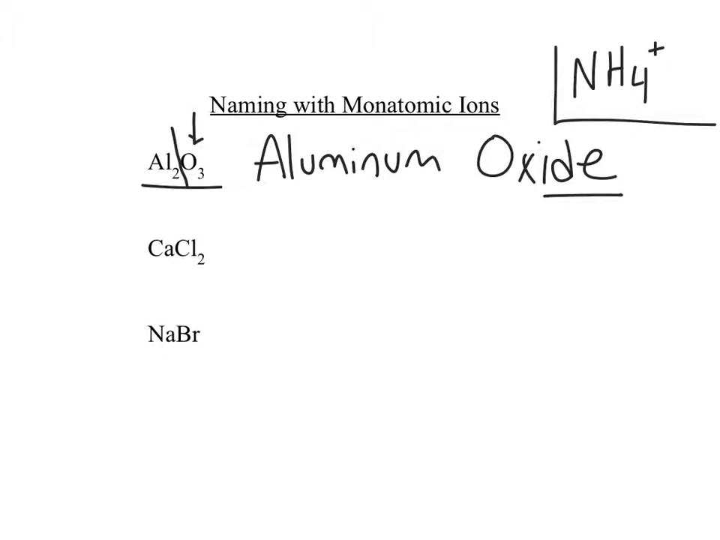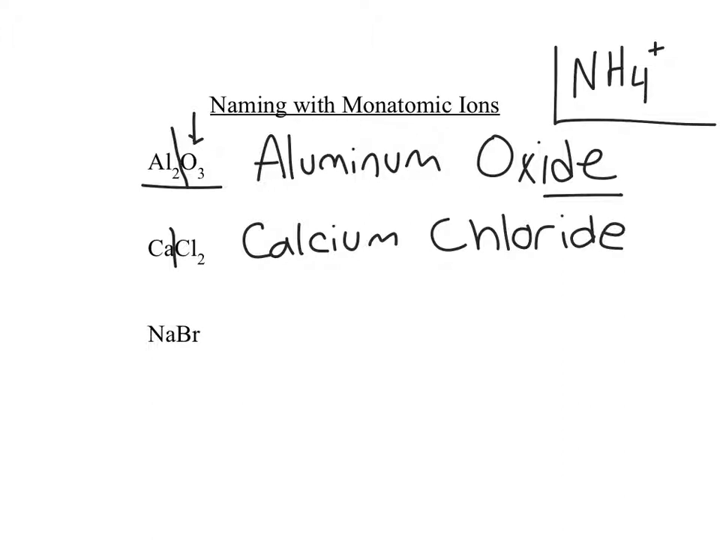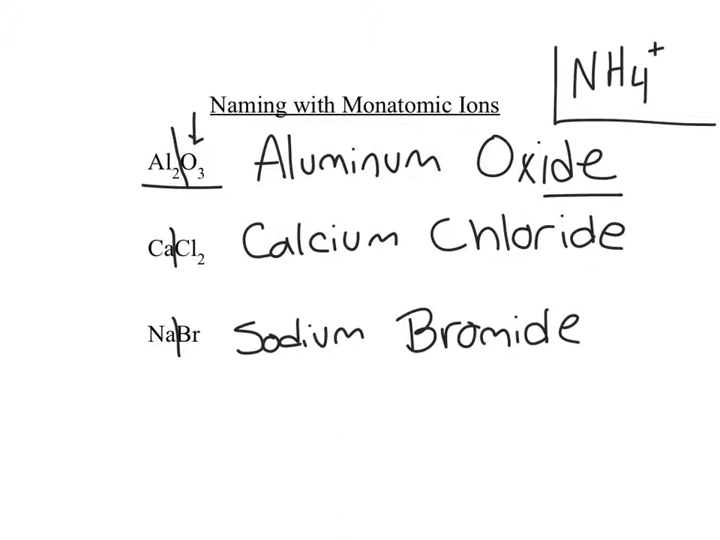All right, so I do the same thing, line there, so Ca is calcium, and the second part is chloride. And for the last one, draw a line there, sodium, and the second part is bromide. So that's just dealing with monatomics.